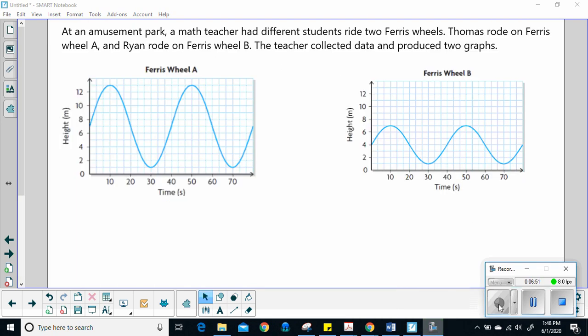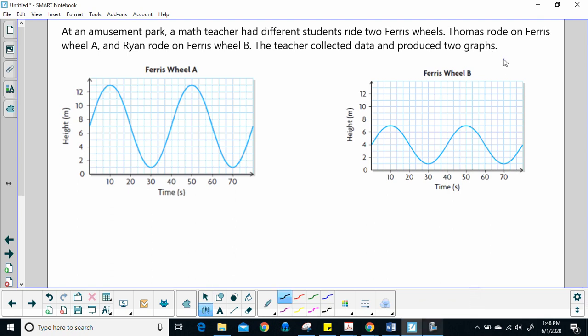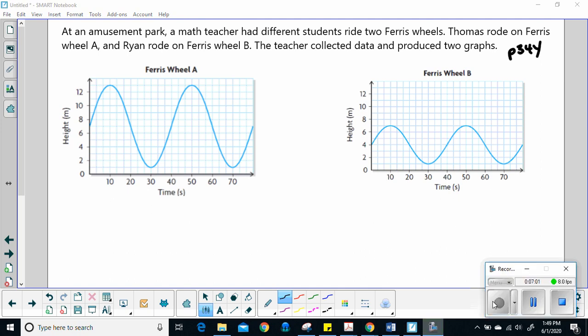All right, so let's take some stuff from your textbook here. So this is from page 344. Okay, so here we have at an amusement park, the math teacher had different students ride 2 Ferris wheels. Thomas rode on Ferris wheel A and Ryan rode on Ferris wheel B. The teacher collected some data and produced 2 different graphs. So what we want to do is analyze this.